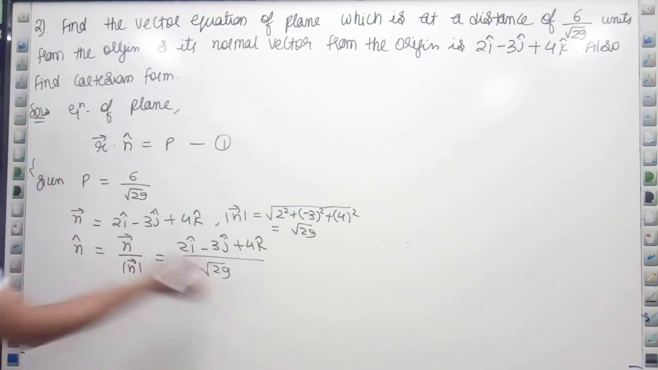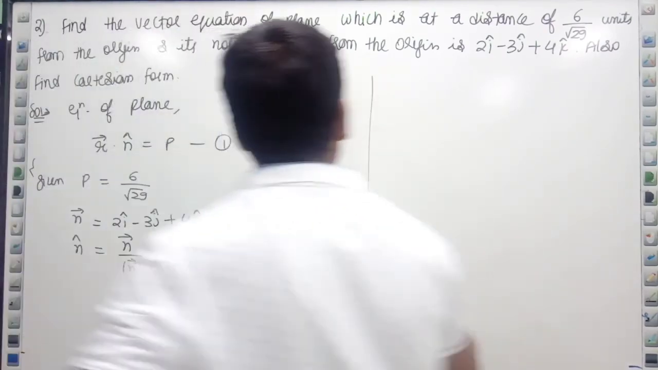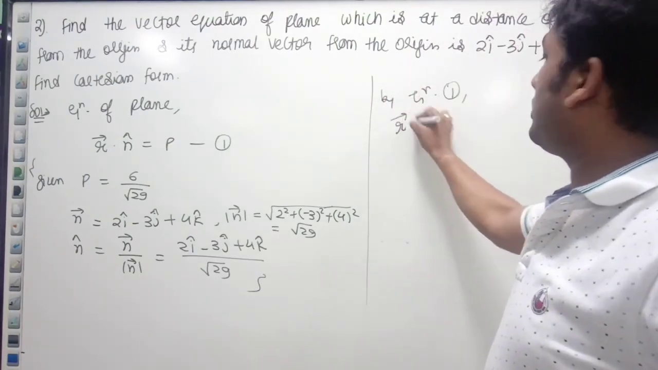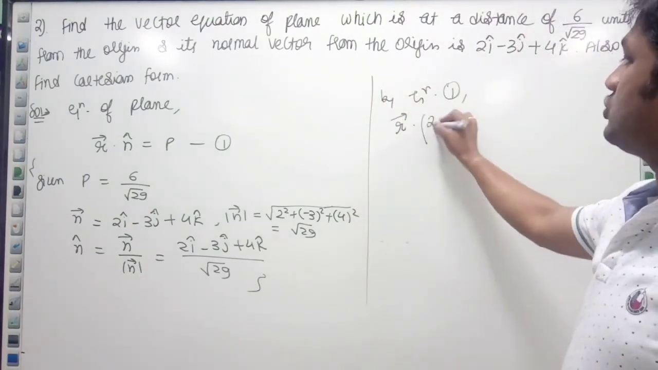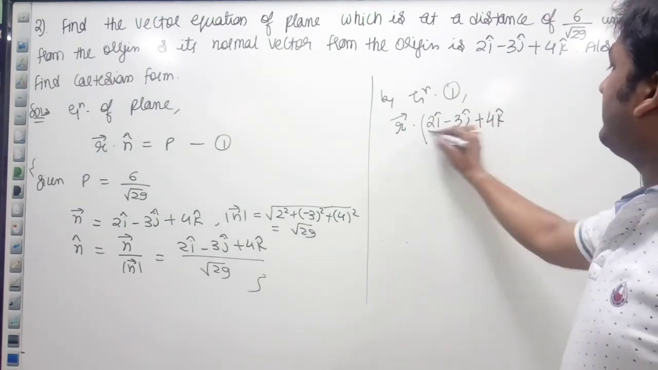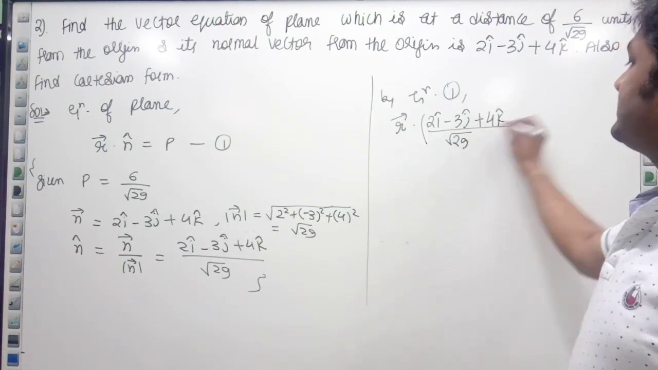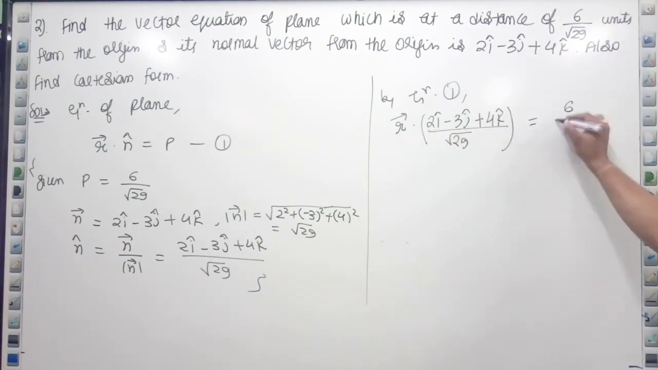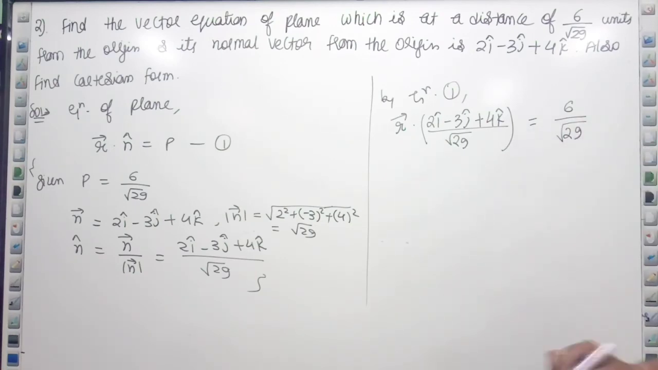So I will be putting these values in equation number 1. r dot (2i minus 3j plus 4k) upon root 29, this is n cap, equal to p. p is what? 6 upon root 29. They have used d, I use p, there should be no confusion. Root 29 and root 29 cancel, and this is the required answer.